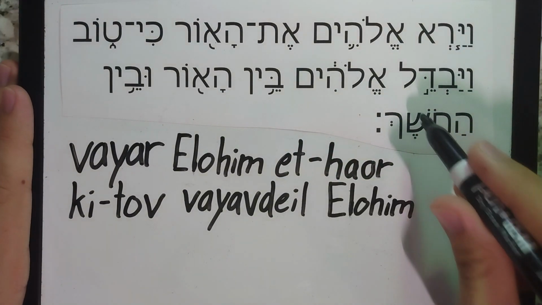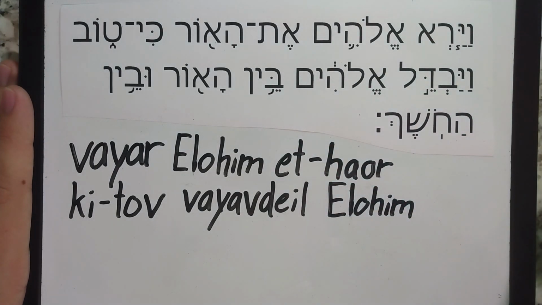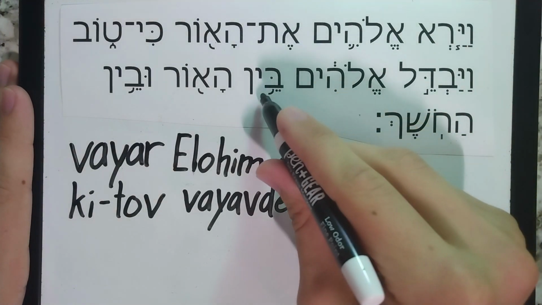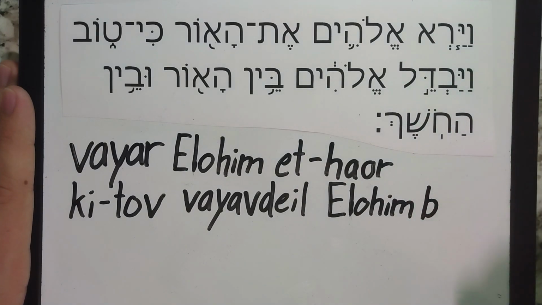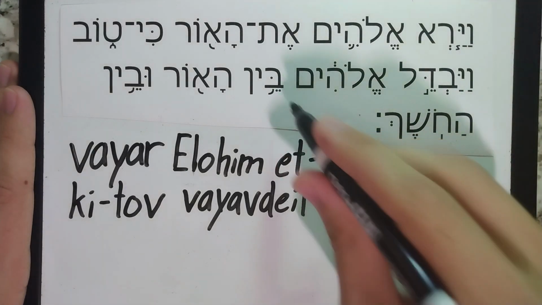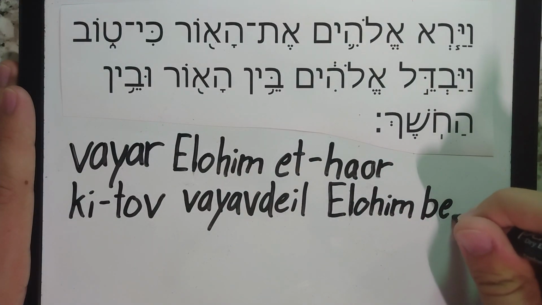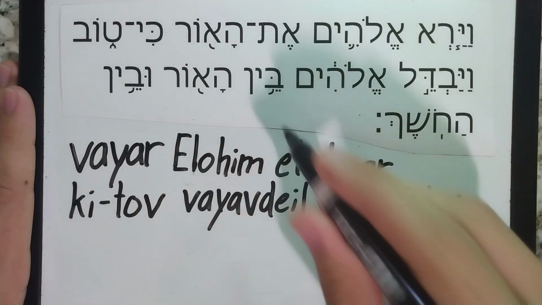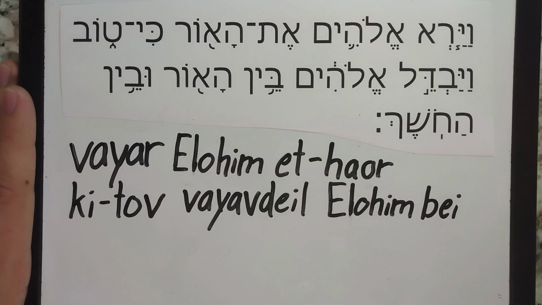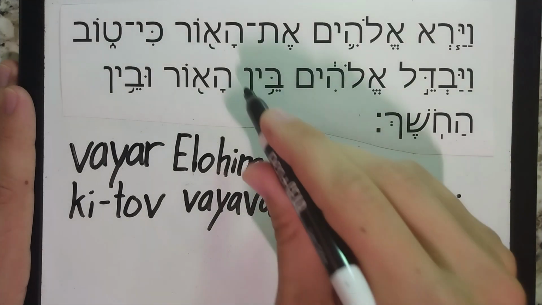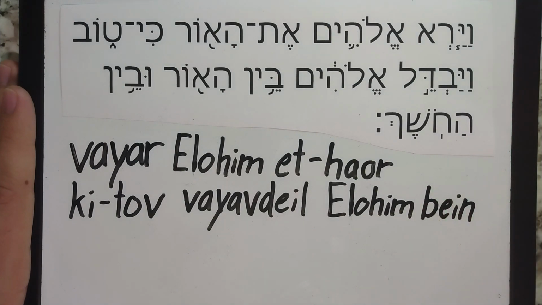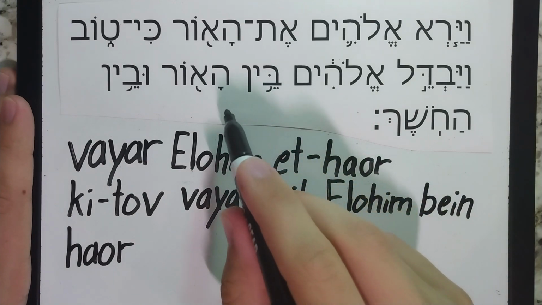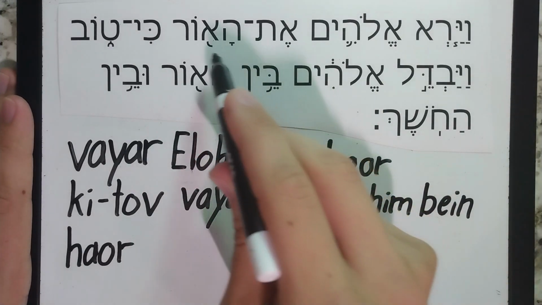After vayavdel, we have the word Elohim once again, and after that, a word that starts with a letter bait with dagesh. Bait with dagesh makes the b sound. Under that, we have a tsere, which makes the a sound, and after the bait, we have a yud, which represents the tsere's a sound. And finally, we have a final nun, which makes the n sound. So this word is bein. After bein, we have the word haor, once again, just like up here.